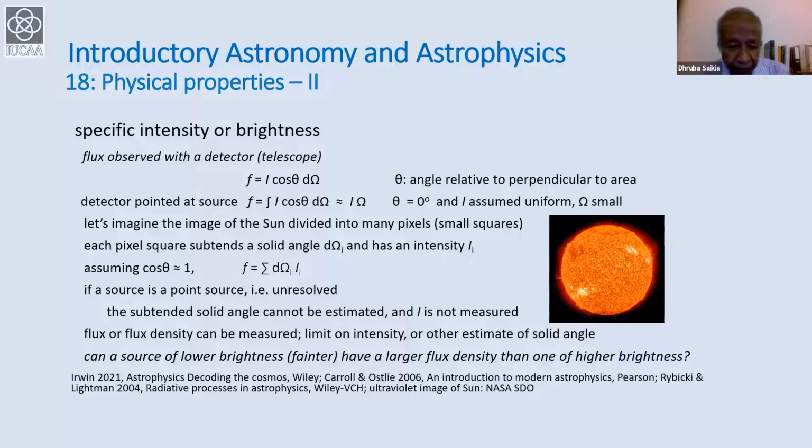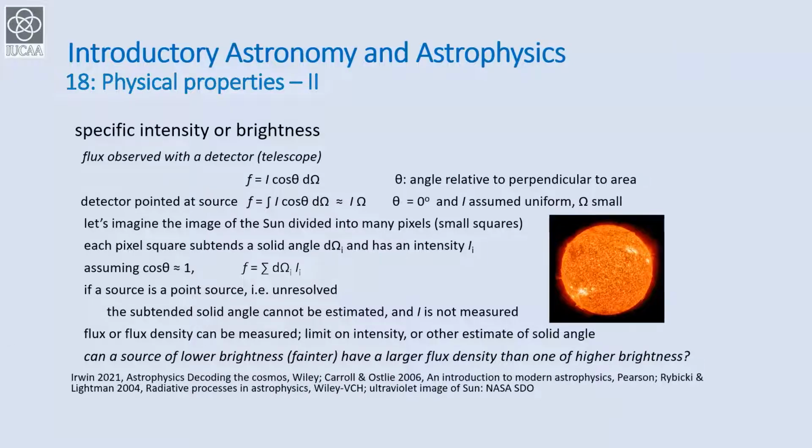Now, I want you to think for a moment and just tell me the answer to this question. Can a source of lower brightness, fainter, have a larger flux density than one of higher brightness? Just think for a moment. This is just to try and get your concepts of brightness and flux density clear. I have a low brightness feature, a low brightness emission, which is fainter. Can that have a larger flux density than a source of high brightness?